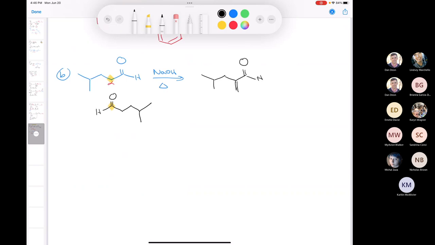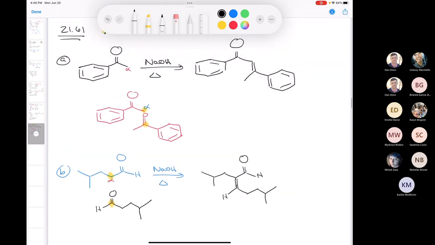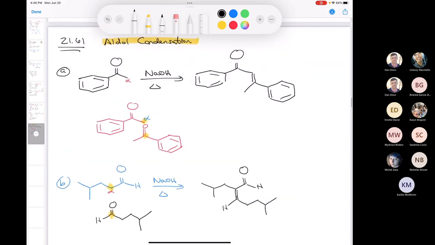So then I have my double bond here. On this side, I have a proton. On this side, I have my 1, 2, 3, 4, 5 carbons. There you go. So there's the product of the aldol condensation. Again, there's a skill builder in the book that goes over it, but this is what I think is the quickest way to do it. It's basically employing the exact same method that they use. So let's try another one.